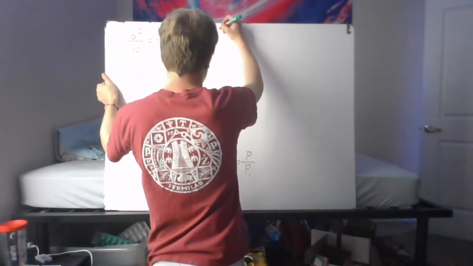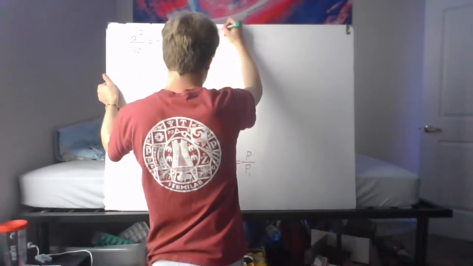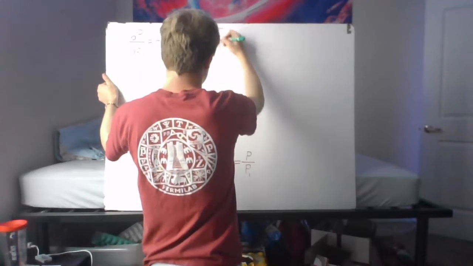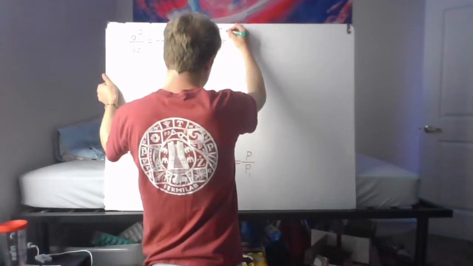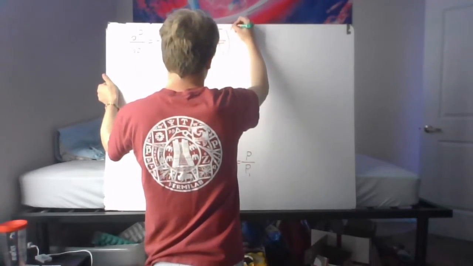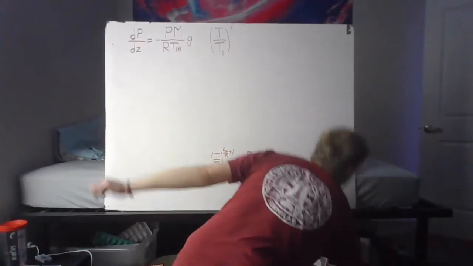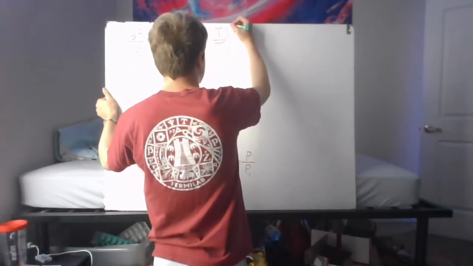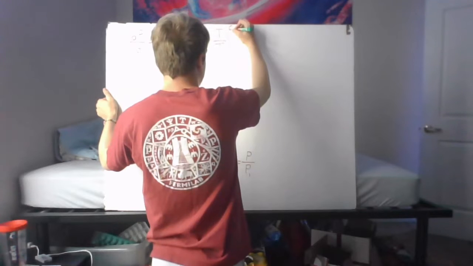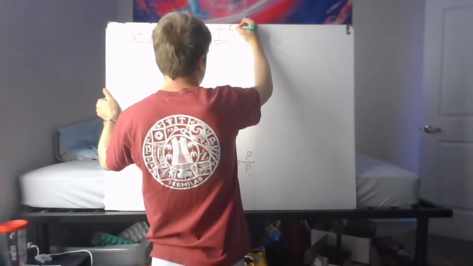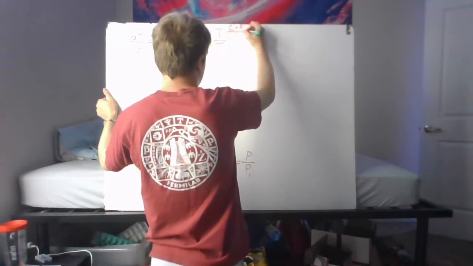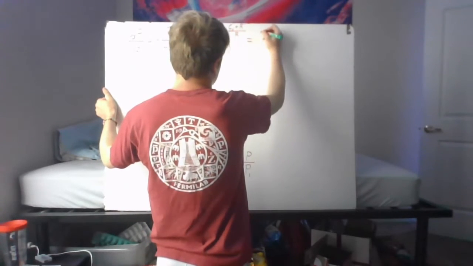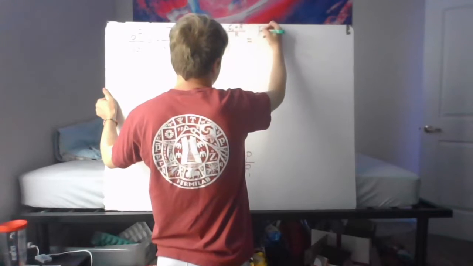T over T1 to the power of Cv plus R over R, and the right side will stay the same.